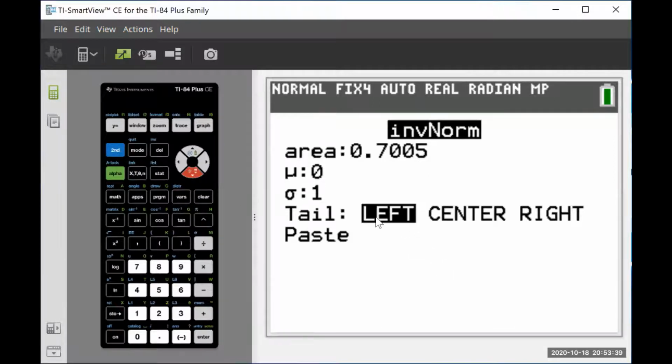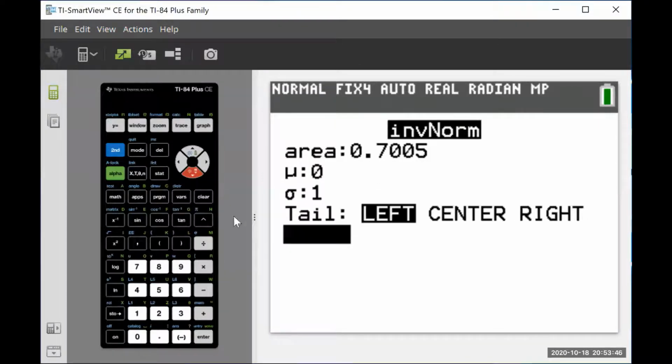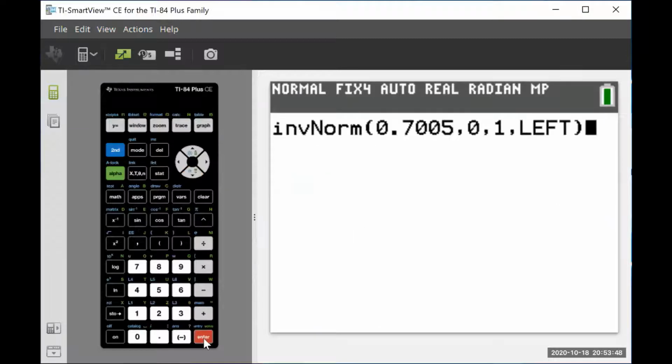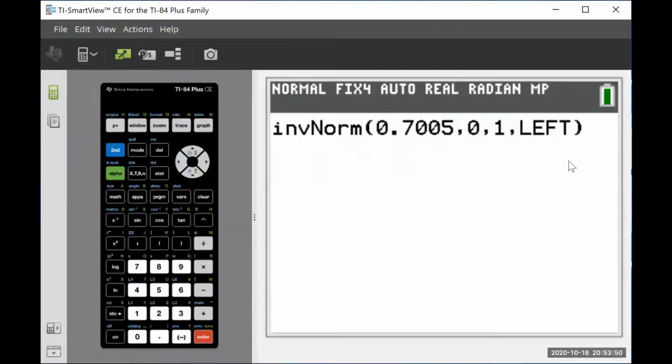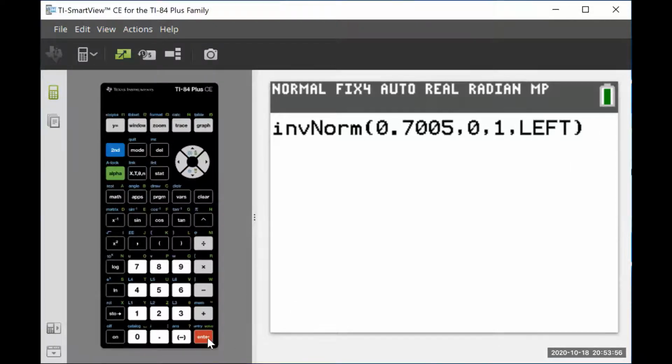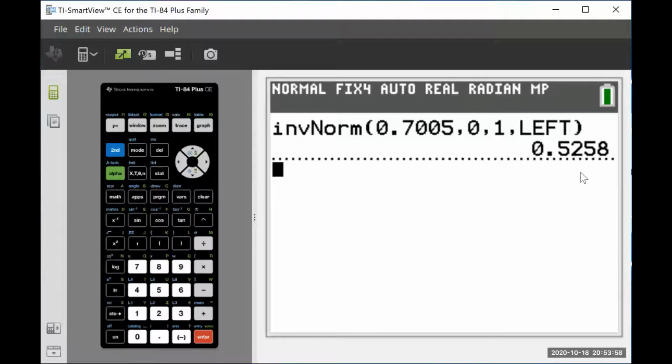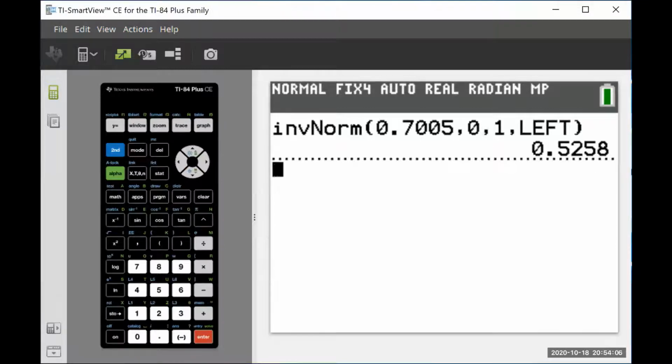I'm looking for the area on the left. If you don't have this line on your calculator, that's okay because you already have area on the left. And then paste this information in the main screen. If your calculator does not have left, right, or center, you'll not see this left, and that's okay. Just hit enter, and you'll get the result. That is z equal to 0.5258. It's a positive value.